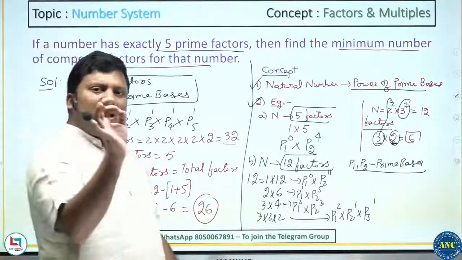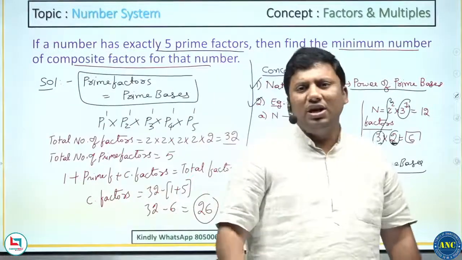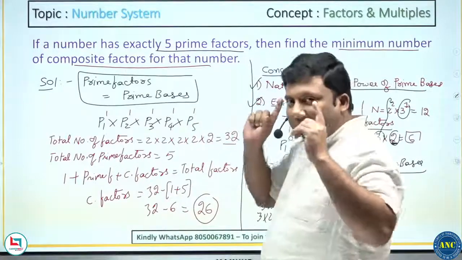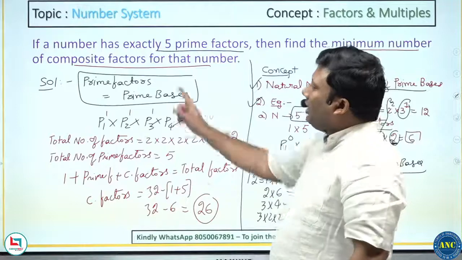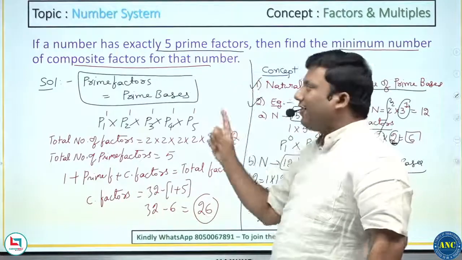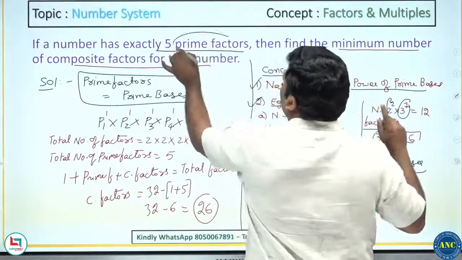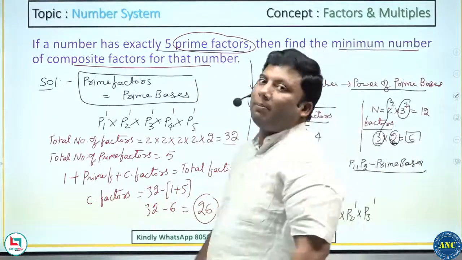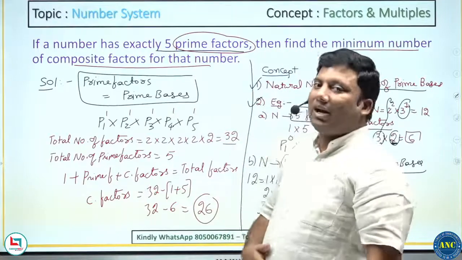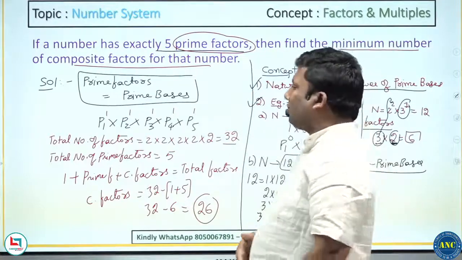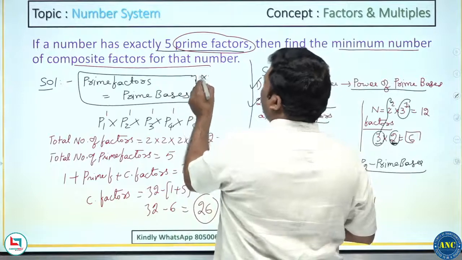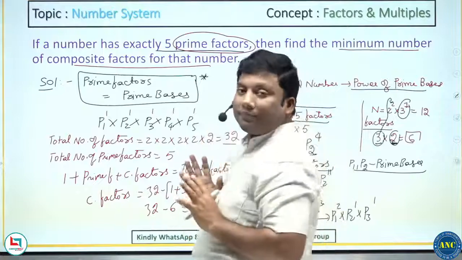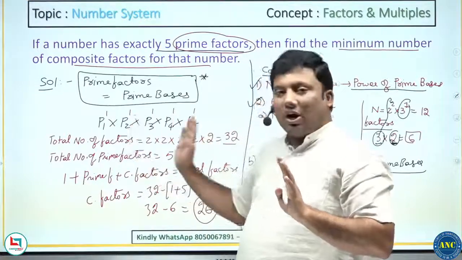From here, each and every question is an advanced level question, fully conceptual. Listen very carefully. Again, I am explaining for the second time. The number has exactly 5 prime factors. Keyword is prime factors. The total number of prime factors is equivalent to the total number of prime bases. So I took P1, P2, P3, P4, P5. 5 prime bases, all are different.